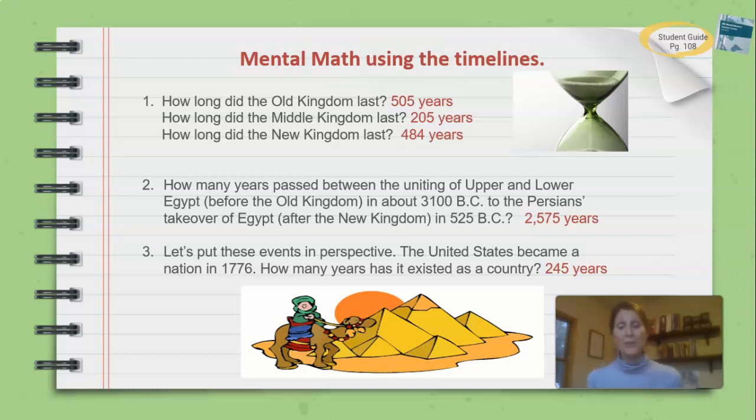And then if we think about it, question number 3, let's put these events into perspective. The United States became a nation in 1776. How many years has it existed as a country? So that was 245 years. So that gives you a good mental note of how long each of these kingdoms lasted and the time period that we're studying and how long and how many advancements happened within that time frame.